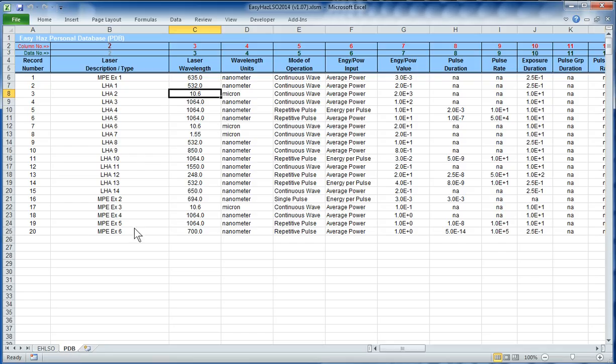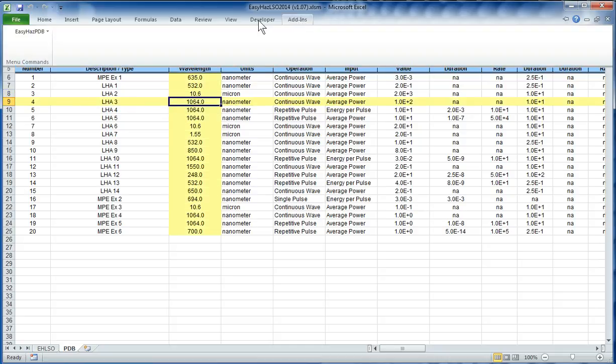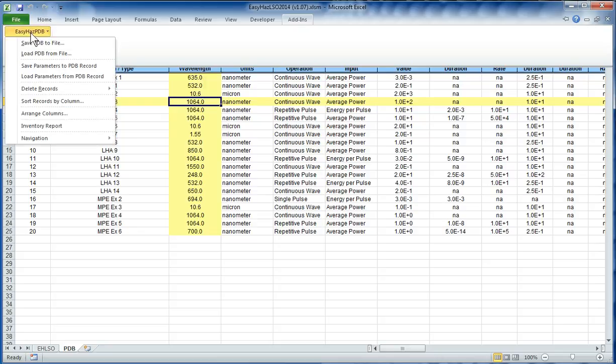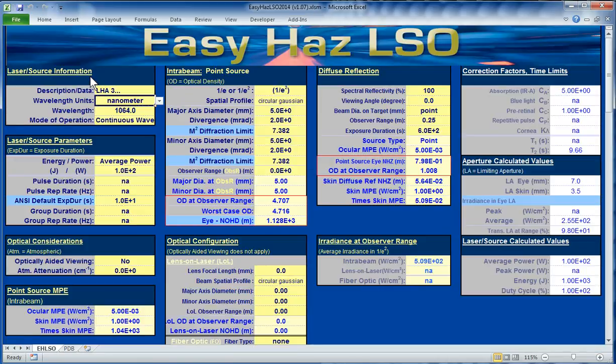Let's start by going to our PDB, selecting the third hazard analysis by highlighting the record, Add-ins, EasyHaz PDB menu, load parameters from PDB record, and we have the parameters in. 1064, continuous wave, average power 100 watts, ANSI default once again, 10 seconds.